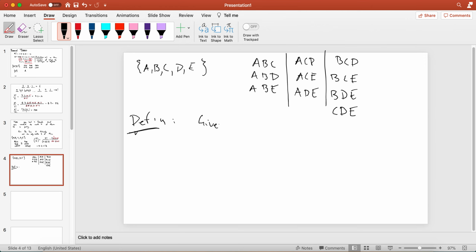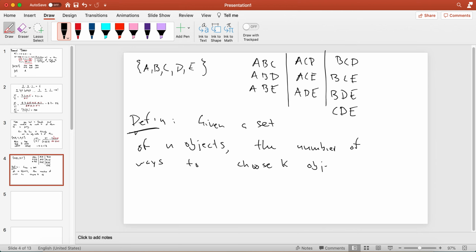Given a set of n objects, the number of ways to choose k objects is given by n choose k, which is n factorial all over (n minus k) factorial times k factorial.